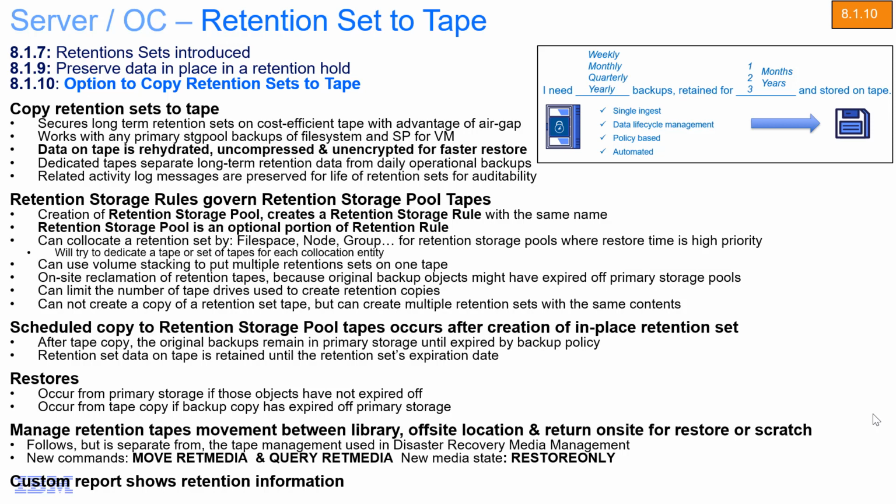I'm going to demo two scenarios on how to create a retention storage pool, which will automatically generate a retention storage rule: the first scenario with a new retention rule, and the second scenario with an existing retention rule. The retention rule will create an in-place retention set. And then the storage retention rule will run and copy the retention sets to tape in the retention storage pool. I've got two other videos which will cover managing moving the retention tapes and the custom reports. So with that, let's go ahead and get going.